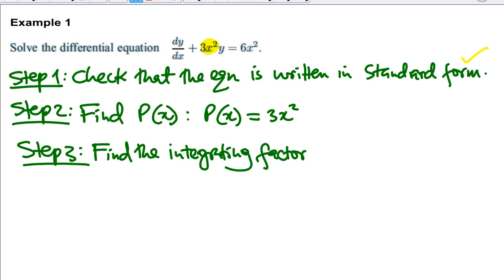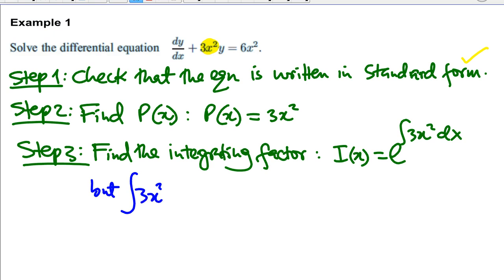We know that the integrating factor is equal to e to the power of the integral of p of x, and p of x is 3x squared. So basically, that is our integrating factor, but now we have to simplify this. The integral of 3x squared dx will be equal to 3x cubed over 3 plus c, but we ignore c.